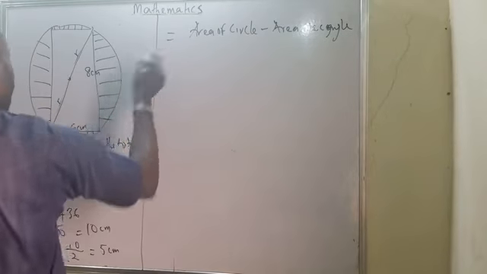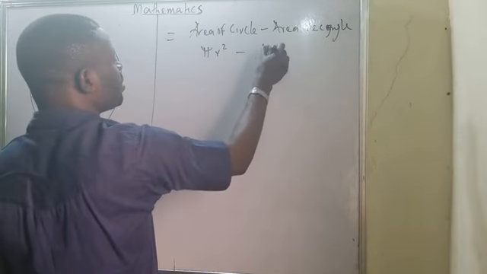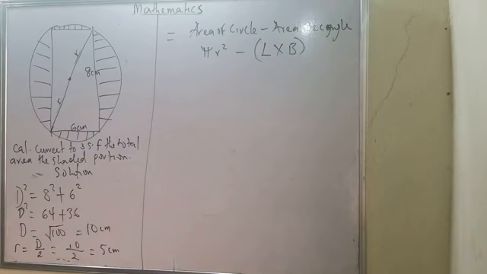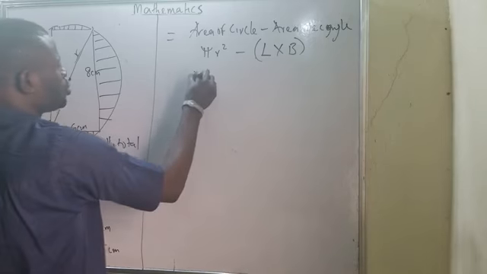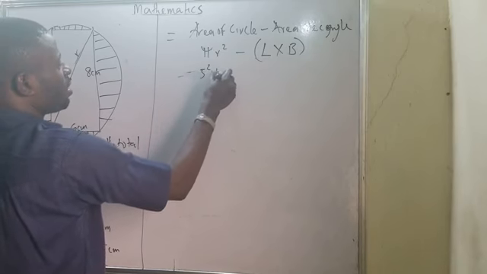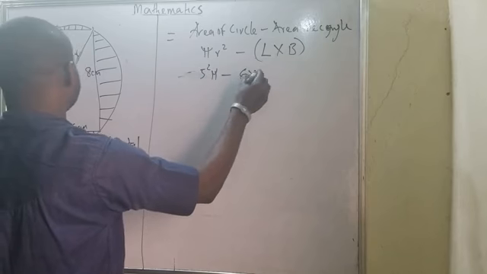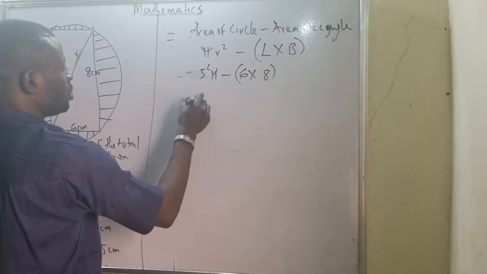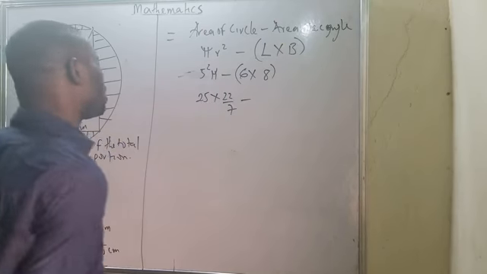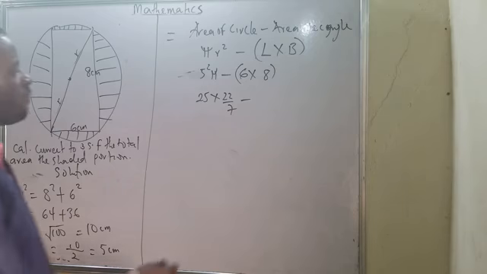Rectangle. Now, since I have it, what's my area of circle? Pi r squared minus length times breadth. Which is length and breadth? What is my 22? What is my r? 5 squared pi minus, which is my length? 6 times 8. So 25 multiplied by 22 all over 7, minus 6 times 8, which should be 48.